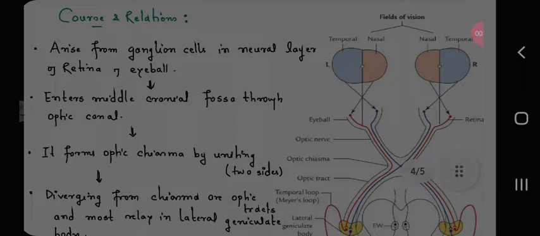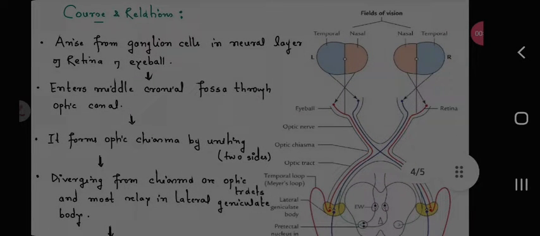Course and relation: it arises from ganglion cells in the neural layer of the retina of the eyeball, enters the middle cranial fossa through the optic canal. It forms the optic chiasm by uniting two sides. Diverging from the chiasm are the optic tracts, which end mostly in the lateral geniculate body.